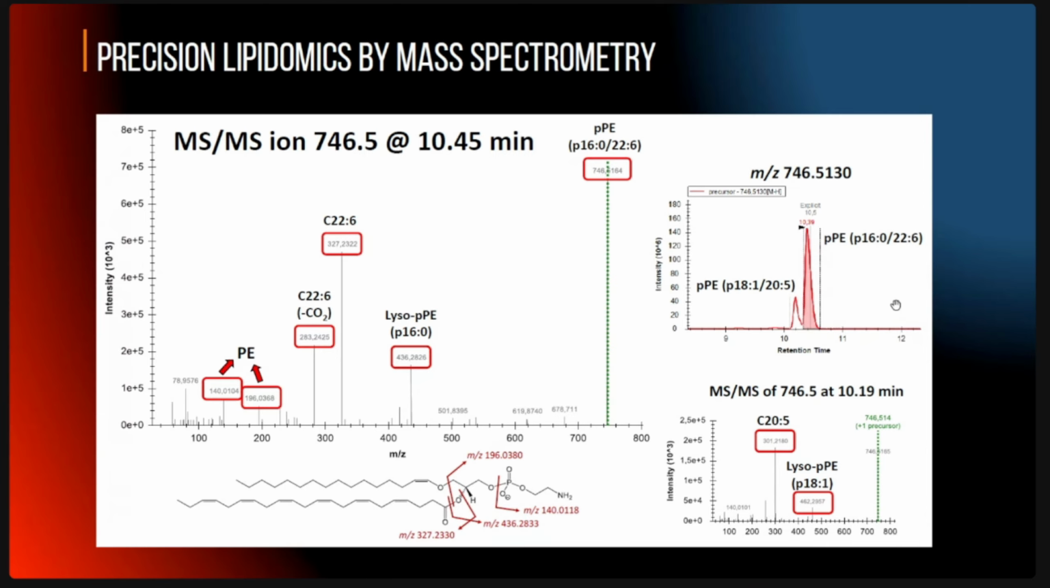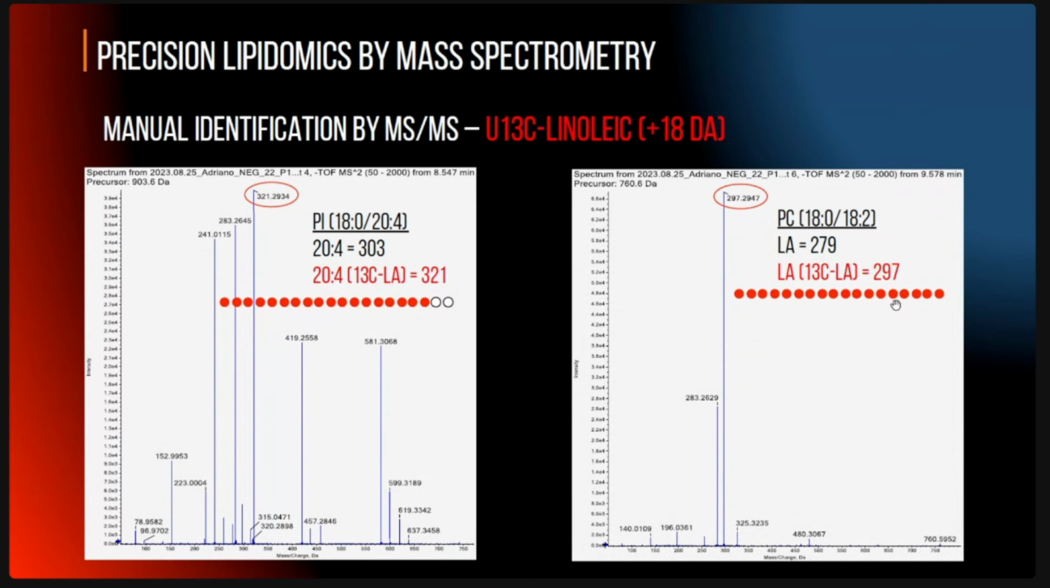And so using this kind of approach, we did some studies with uniformly labeled linoleic acid. It has 18 carbons and 2 double bonds. And in this case, linoleic acid can be esterified intact, like in this case, where you have here the mass 297 representing 18 daltons more than the normal linoleic acid in a compound called phosphatidylcholine.